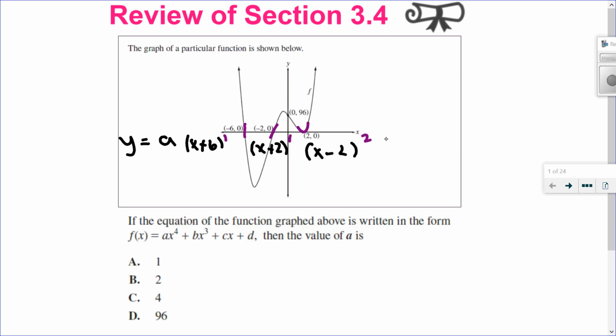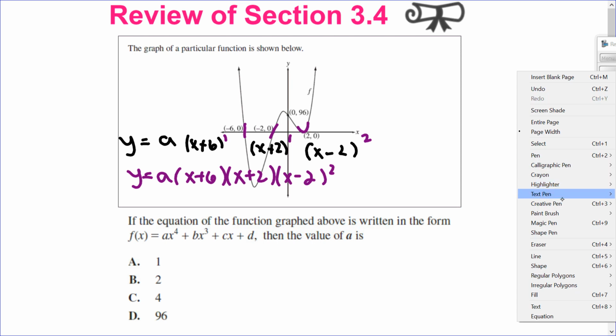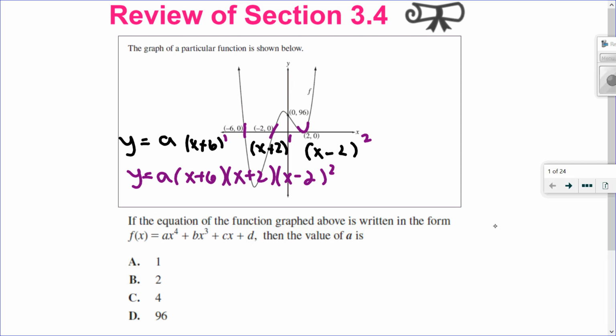So I want to put this together to solve for what my a value is. Presently I have y equals a times x plus 6, x plus 2, and x minus 2 squared. The next place that I go is into the graph, and I look for a point other than the x-intercept, for example this y-intercept. So I substitute in x for 0 and y for 96, and then I can solve for a.